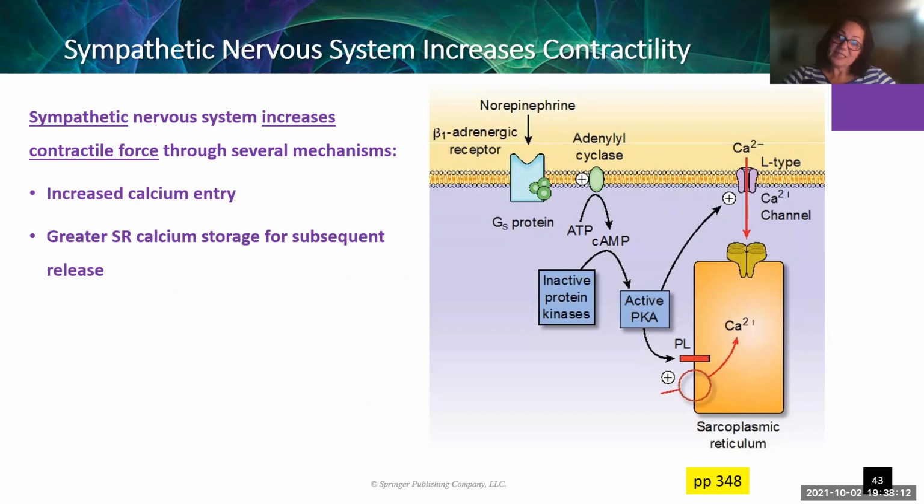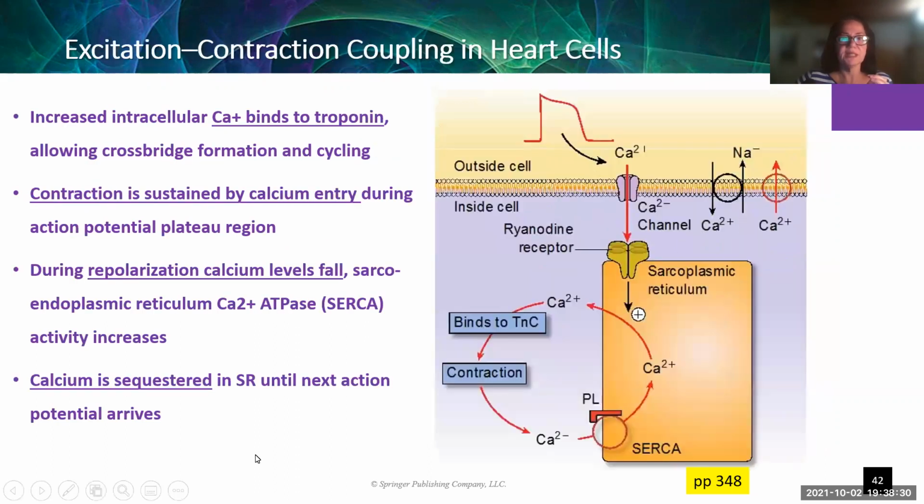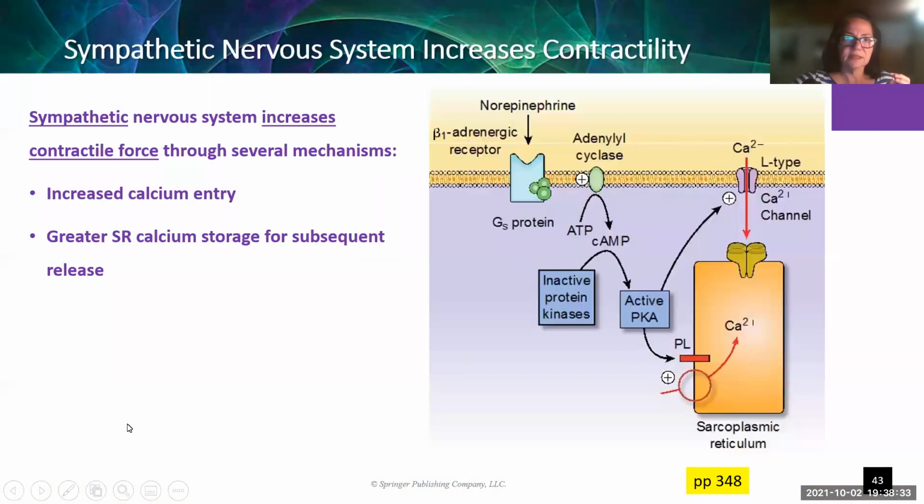Now, previously, we talked about how the sympathetic nervous system can help the heart rate increase. And we talked about a bunch of different mechanisms that allow the cells to depolarize faster, and you can get more depolarizations in a smaller period of time. Now we're going to talk about how the sympathetic nervous system can not just speed up the heart, it can make it pump harder. And the way it does that, it increases the contractile force. It increases how much calcium can come in.